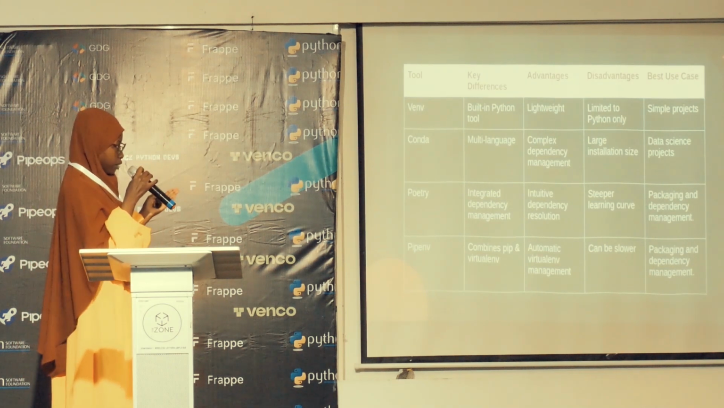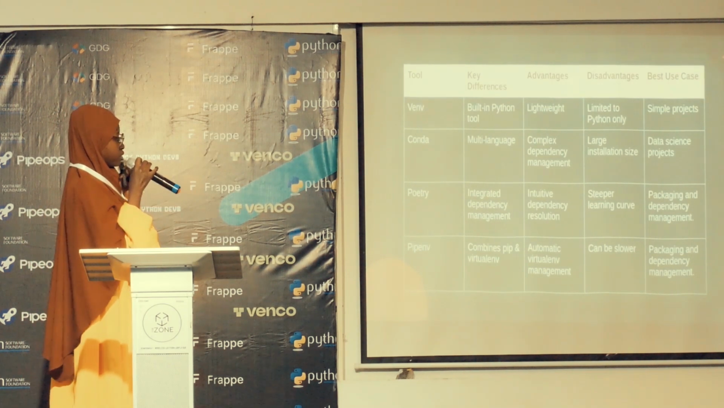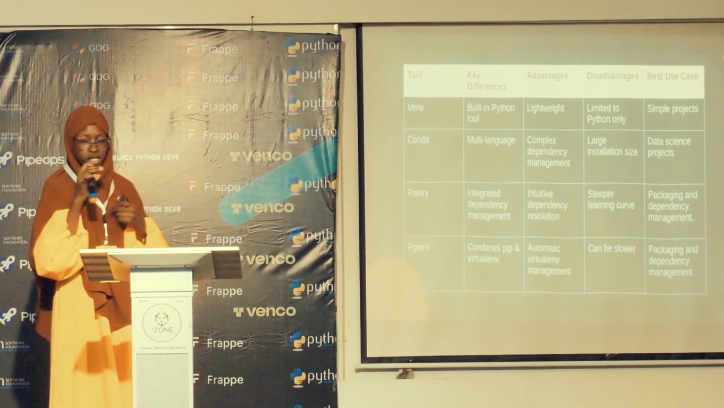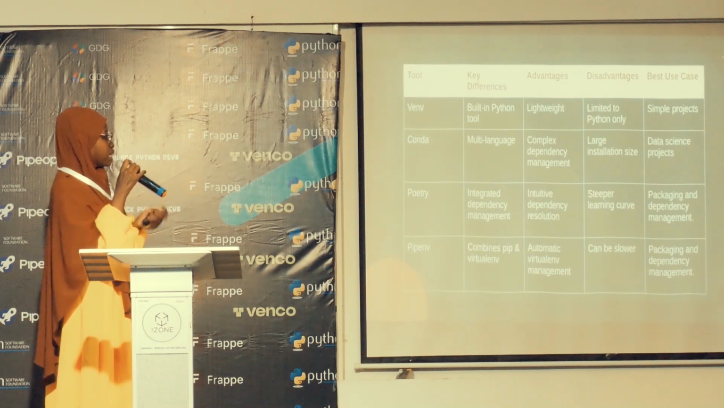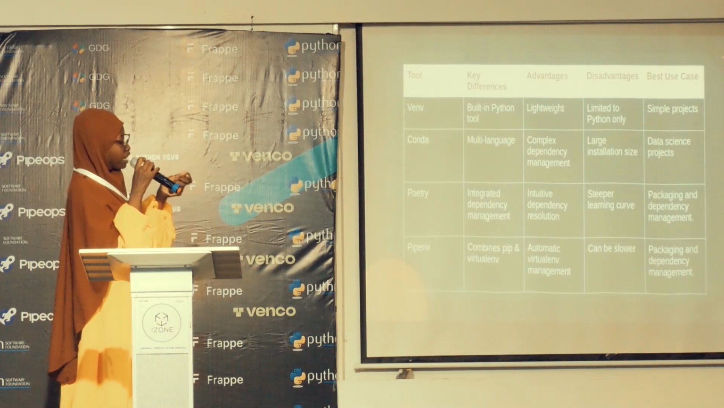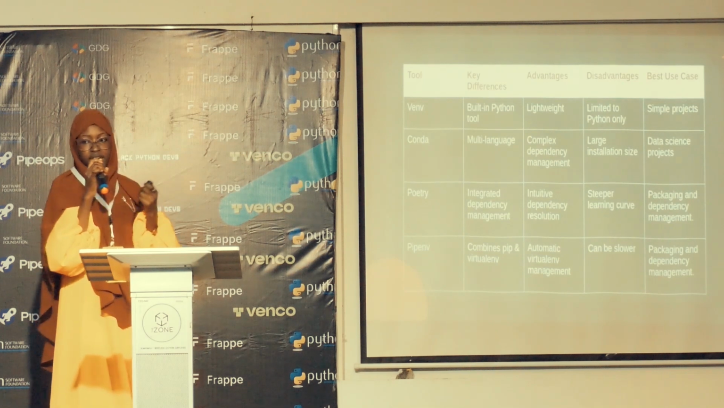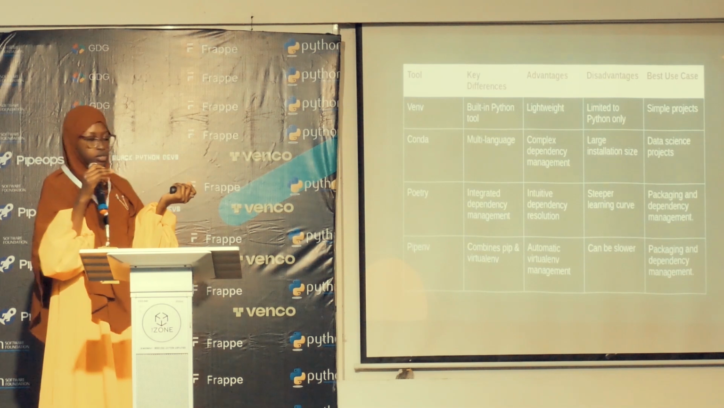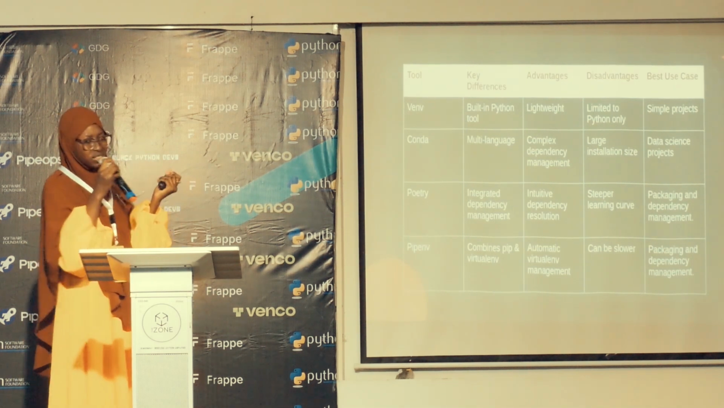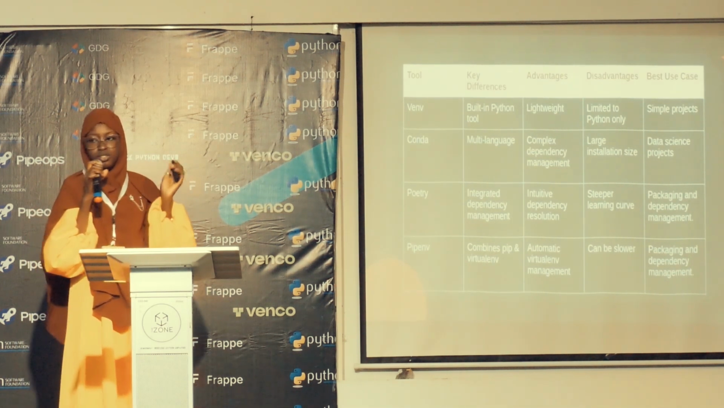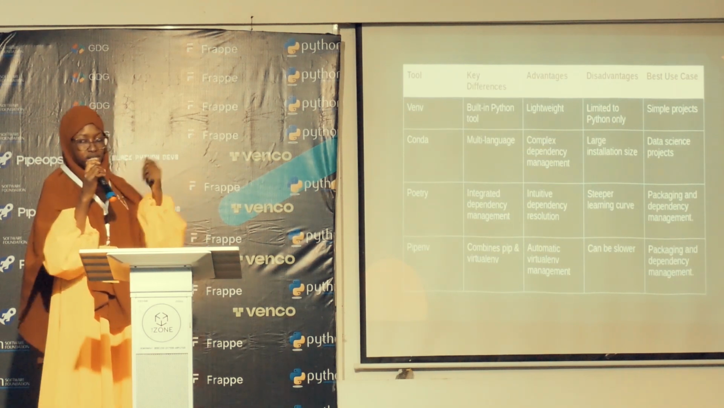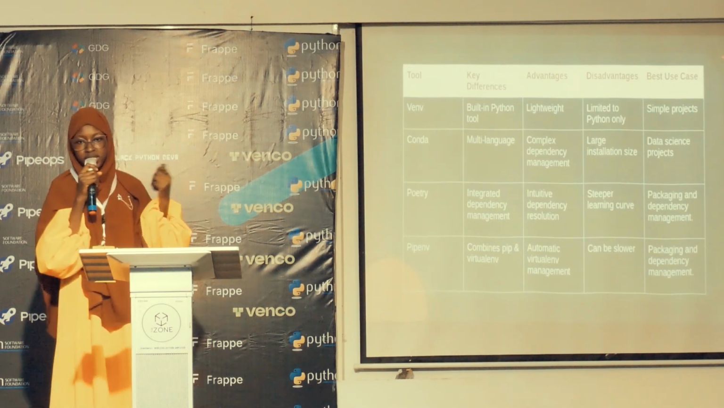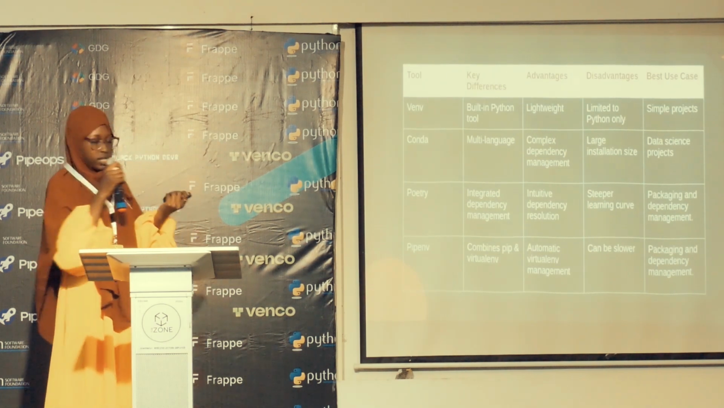The second one is Conda. And a key difference of Conda is that it's multi-language. So if you have a project that's running on not just Python or Python libraries, Conda is your best bet. And its advantage is that it handles complex dependency management. So like I said, for a project that requires heavy duty dependencies, you can also use Conda to work with that. But then Conda has a large installation size. So if that is not your cup of tea, you might have to look at something else. But then Conda's best use case is for data science projects or machine learning models and all of that.